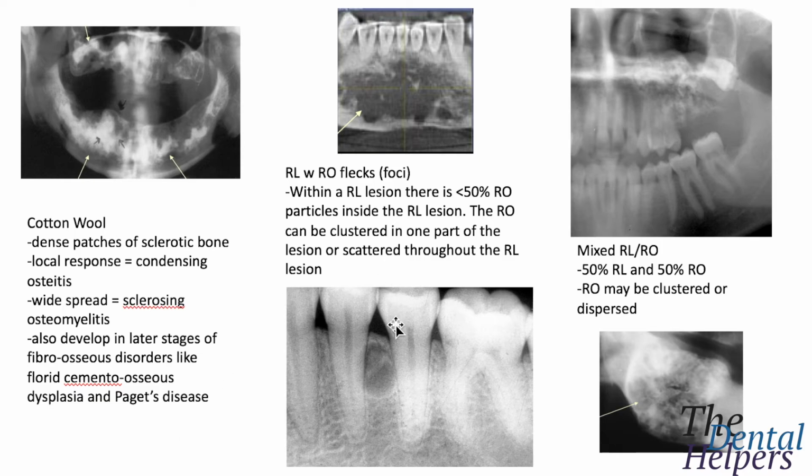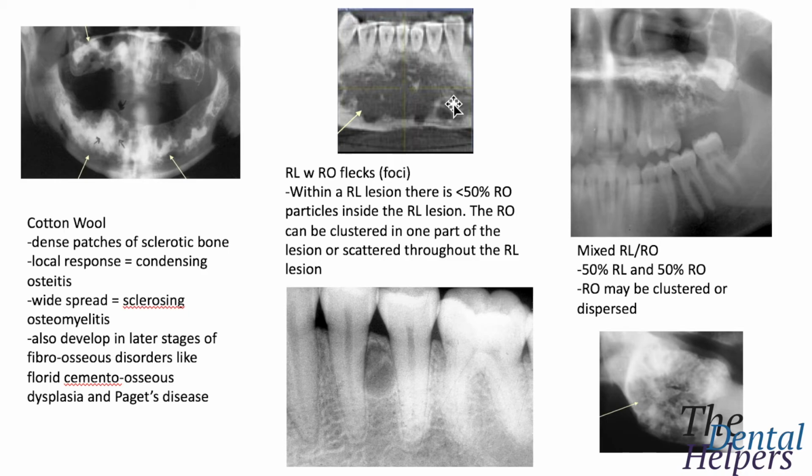You can have radiolucency with radiopaque flecks or foci, and that basically means that you have a radiolucent lesion with radiopaque particles within it. So if we look at this, we're seeing that this is a radiolucent lesion, but then you have all these random radiopaque particles. And the key to this is you have less than 50% radiopaque particles inside this lesion.